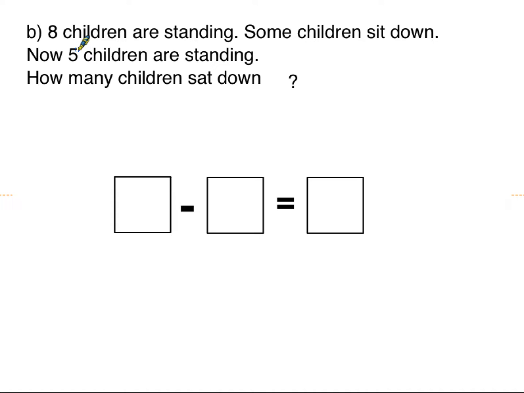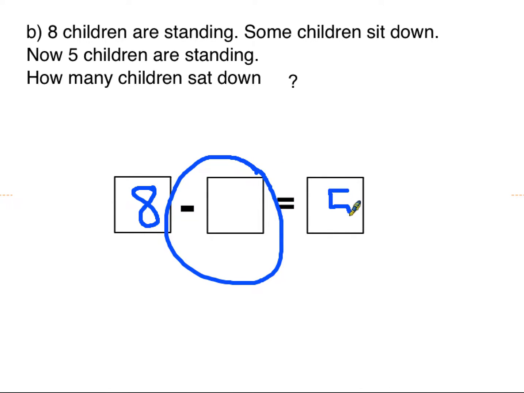2 numbers and one we have to figure out. 8 children are standing. Some children sit down. Now 5 children are standing. Well, we started with 8. Some children sit down. Some went away, or some are left. We don't know. 5 children are standing.